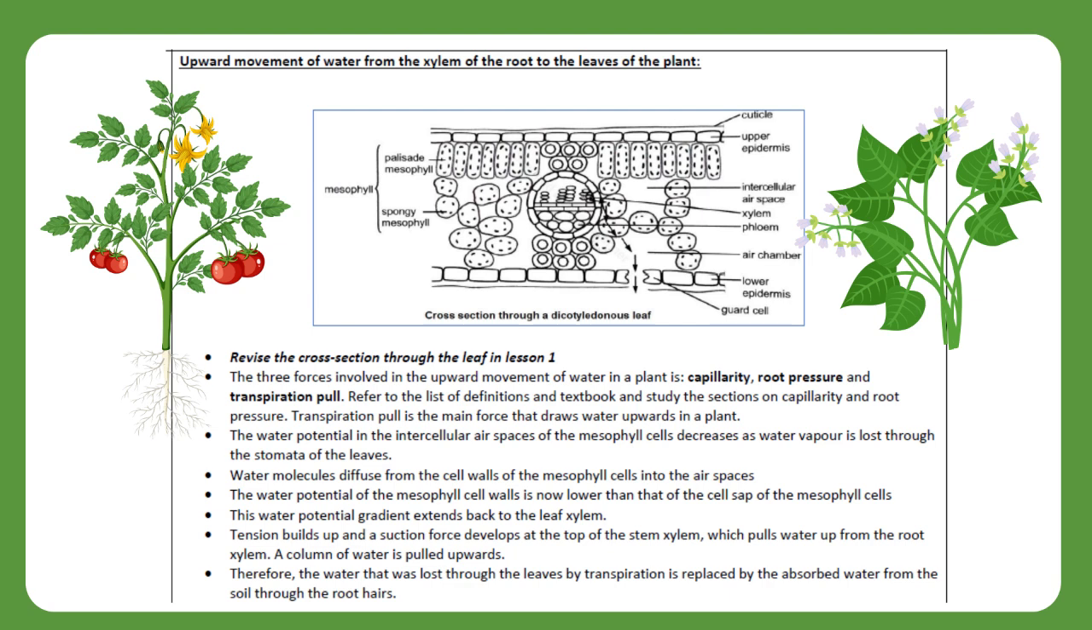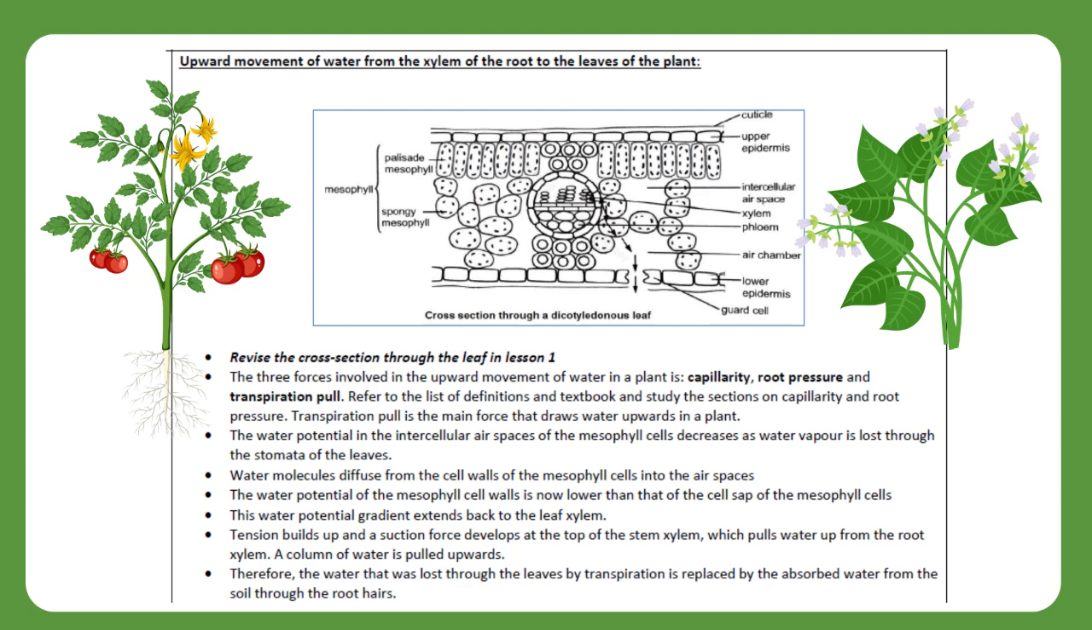The water potential in the intercellular air spaces of the mesophyll cells decreases as water vapor is lost through the stomata of the leaves. Water molecules diffuse from the cell walls of the mesophyll cells into the air spaces. The water potential of the mesophyll cell walls is now lower than that of the cell sap of the mesophyll cells. This water potential gradient extends back to the leaf xylem.